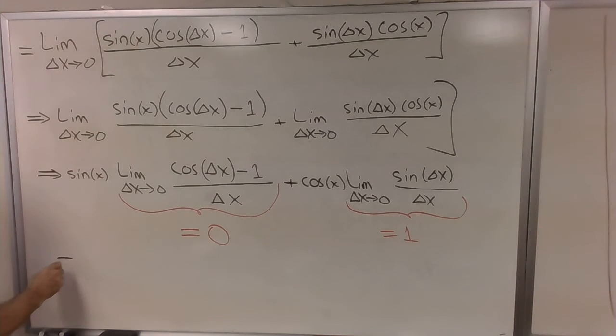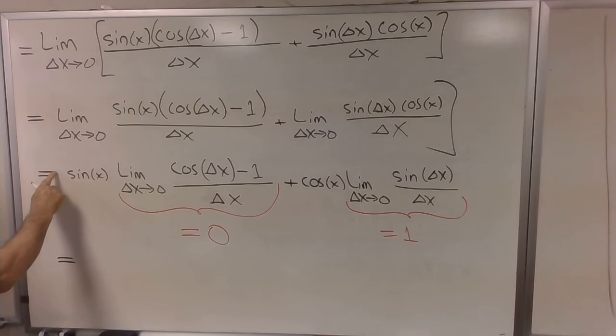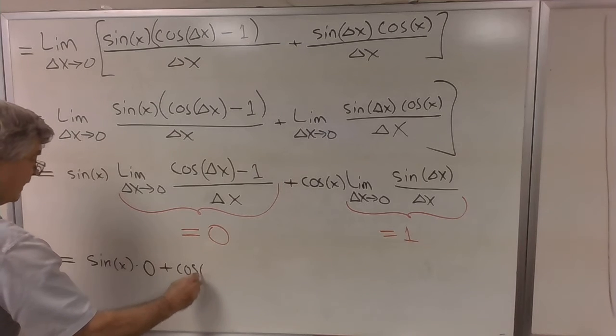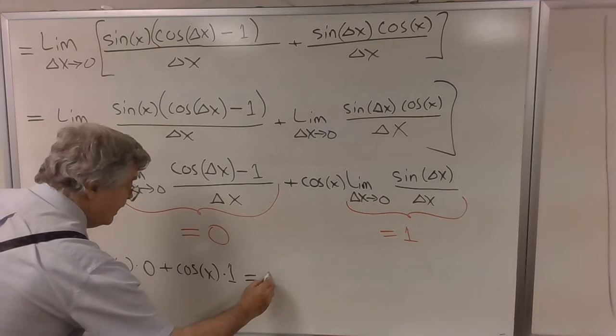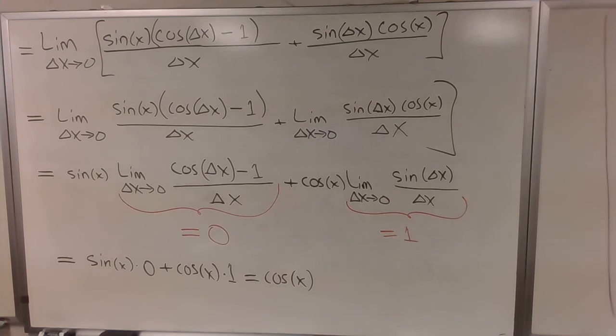So here's what we got. By the way, do me a favor and just make these equal signs. I have sine of x times 0 plus cosine of x times 1. And that's just going to be cosine of x. Congratulations, ladies and gentlemen. We've just computed the derivative of sine of x.